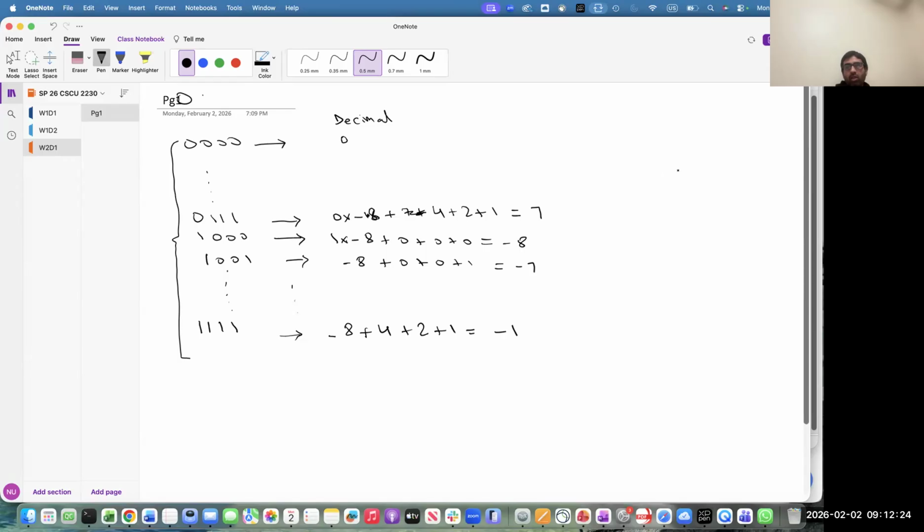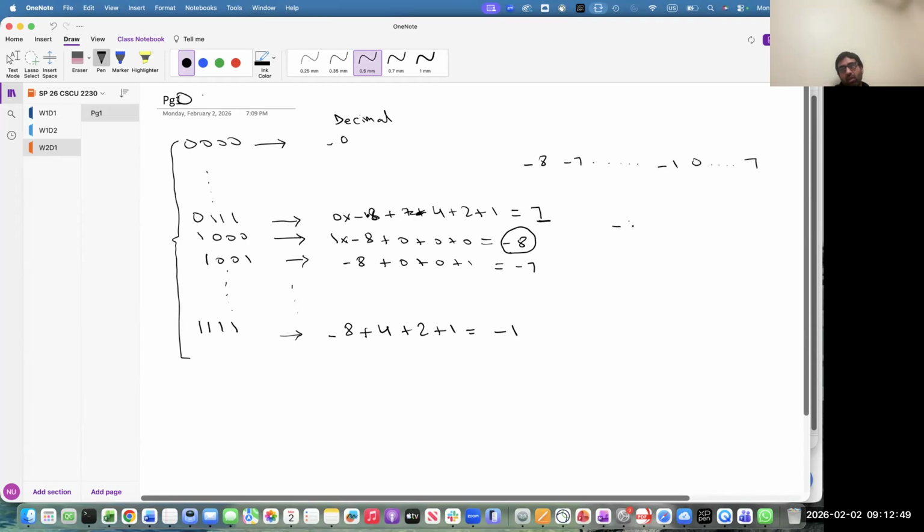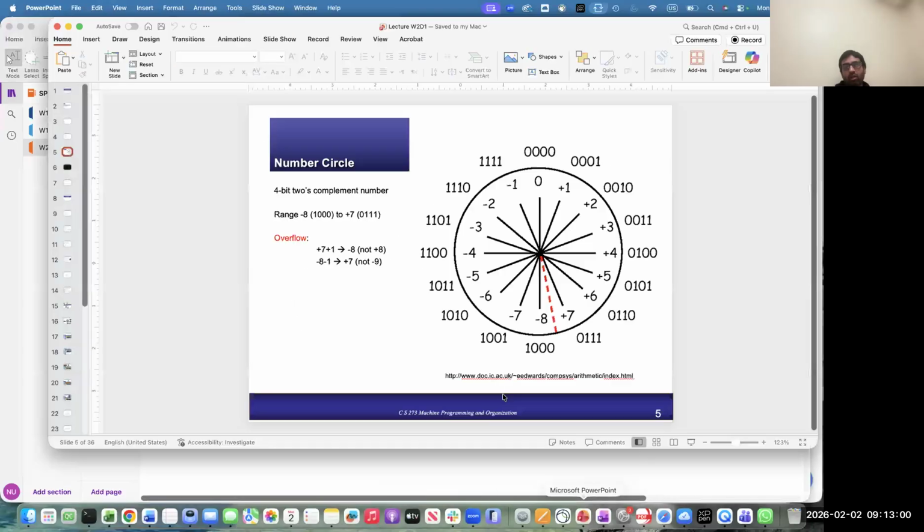So what is the range? What is the smallest number which we can represent? It is minus 8, right? So it starts from minus 8, minus 7, and then goes to minus 1, and here it is 0. I'm simply drawing it on the number line, and then it goes up to 7. So the range is from minus 8 to less than or equal to 7. It's the same thing they have represented here in the form of this circle, right?